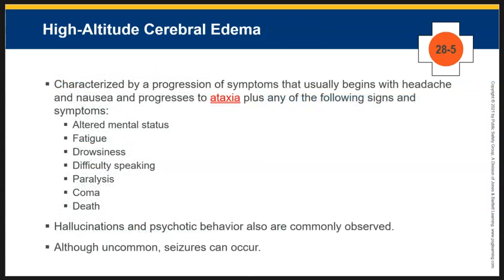The progression of symptoms looks like this. One of the characteristics is ataxia, that lack of motor function. Sometimes we call those the umbles. We get altered mental status because of the cerebral edema. We get mumbles or difficulty speaking. We get ataxia. We get stumbling and loss of motor function. Hallucinations and psychotic behavior may be observed as well.